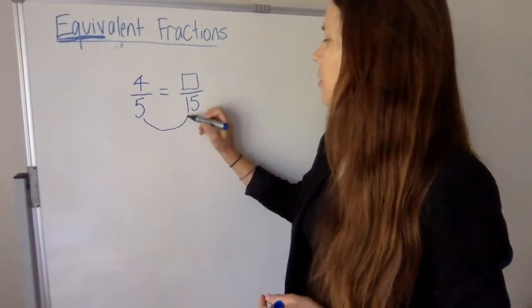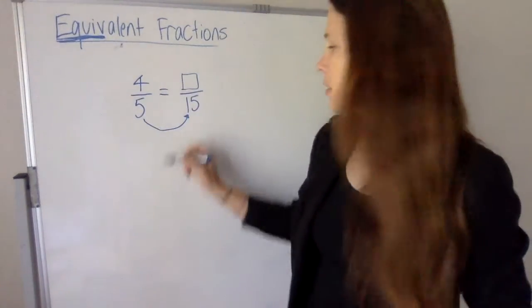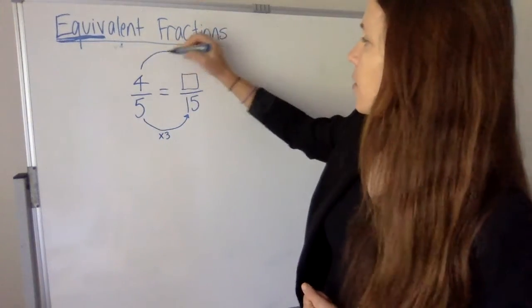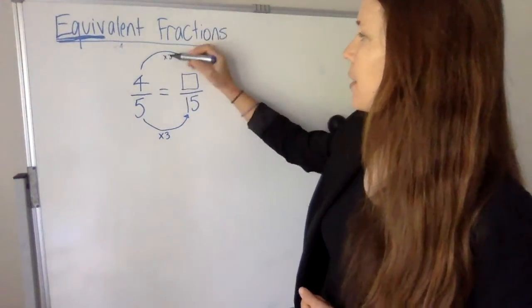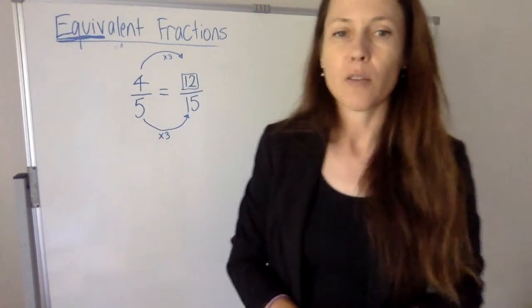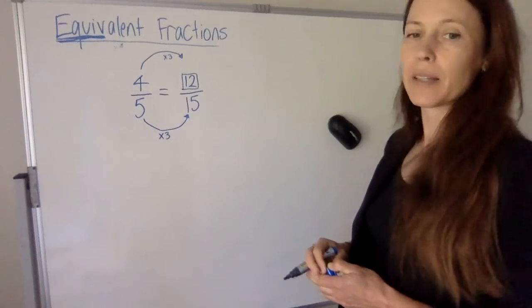We say, what happened to the denominator to get from 5 up to 15? If we can only times or divide, we have multiplied by 3, so I need to do the same to the top. Multiply that by 3, and 4 times 3 is 12. That's right. So 4/5 must be the same as 12/15.